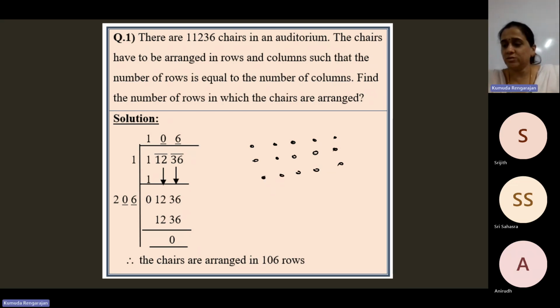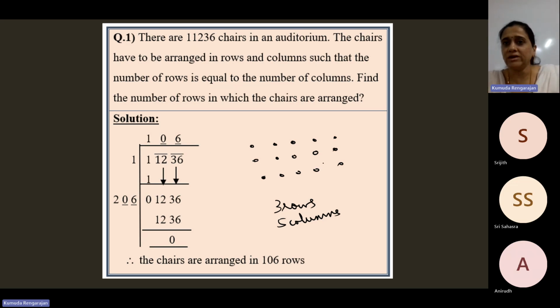This is not a square arrangement. It's a rectangular arrangement. You can see 3 rows and 5 columns. So it's not a square arrangement. Okay, I'm not talking about this answer. We are done with the first one.